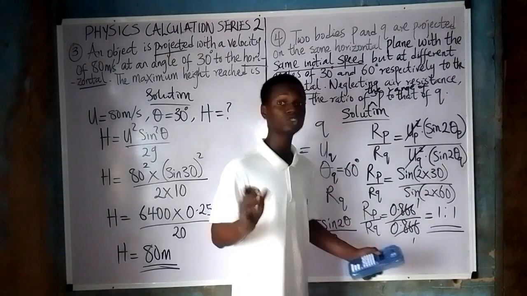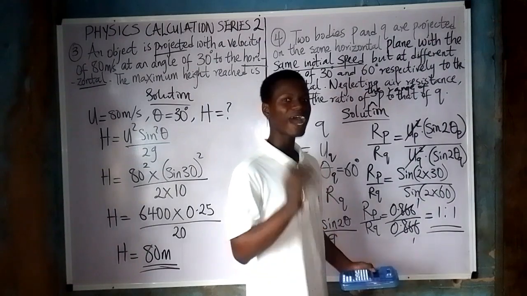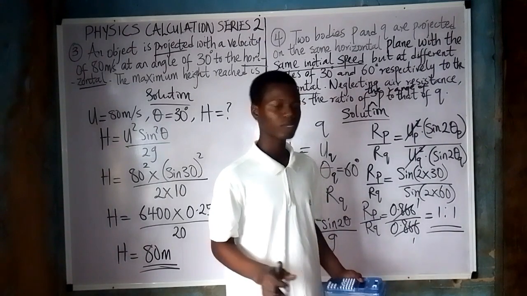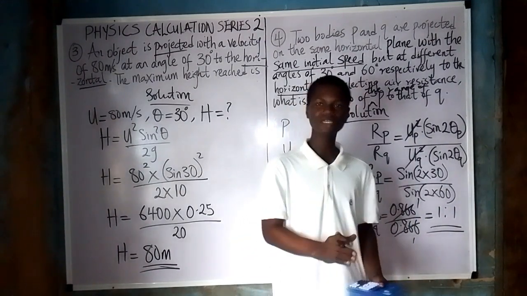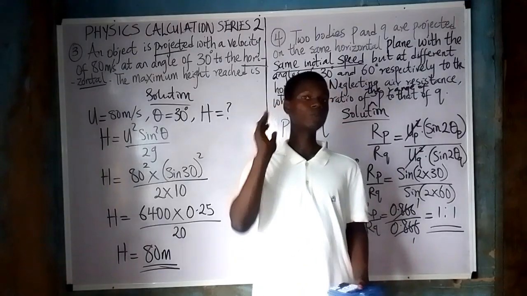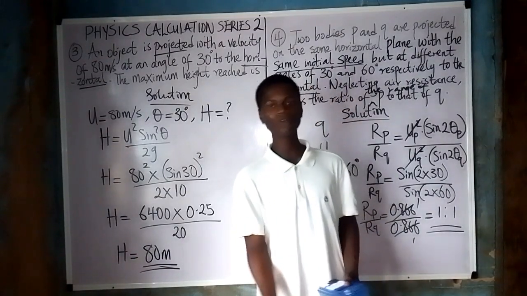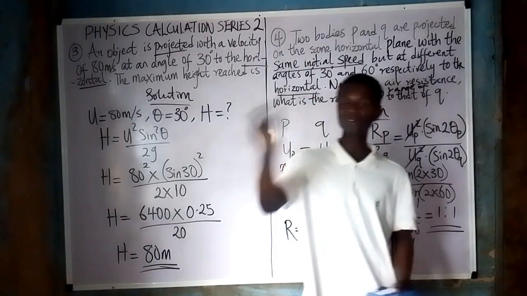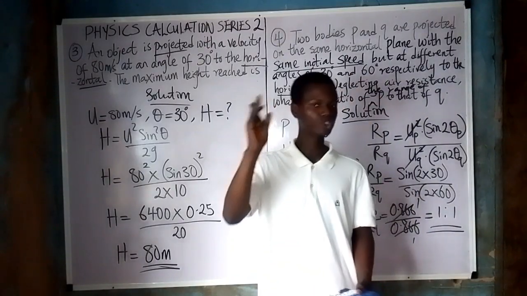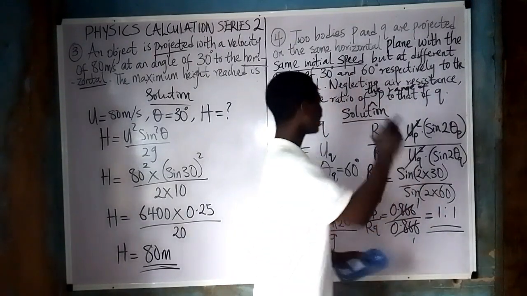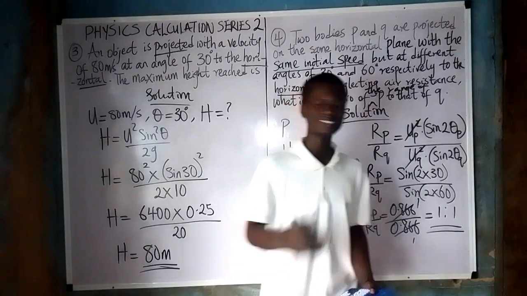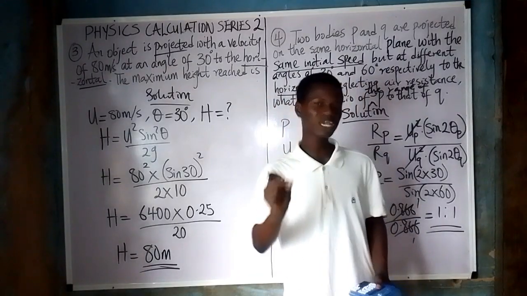for the two different bodies add up to 90 degrees, just know that the range for the two bodies will be the same. And if the range is the same, the ratio of the range of one to the other will be 1:1 whenever the angles add up to 90, that is to say, the angles are complementary.